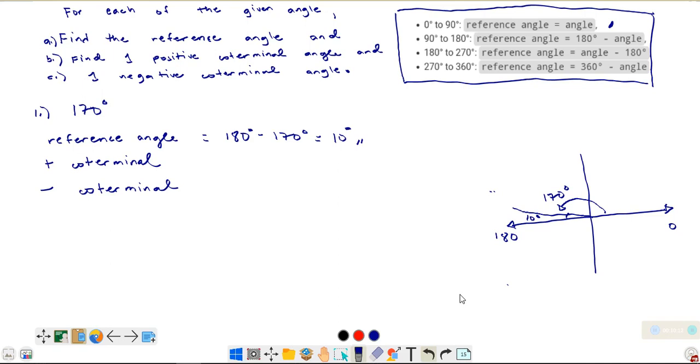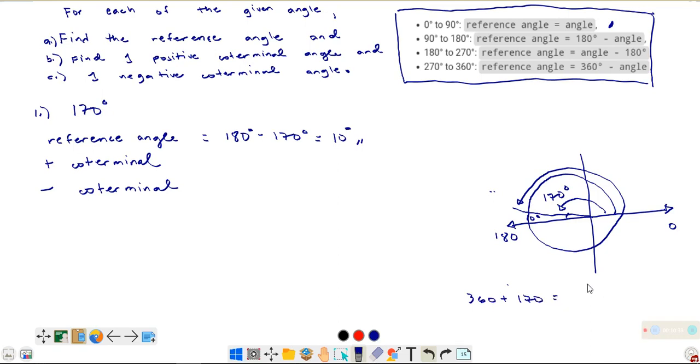Now, let's find an angle na positive coterminal with our angle 170. So, pinakamaliit, pwedeng nakaisang revolution plus 170. So, that is 360 plus 170.